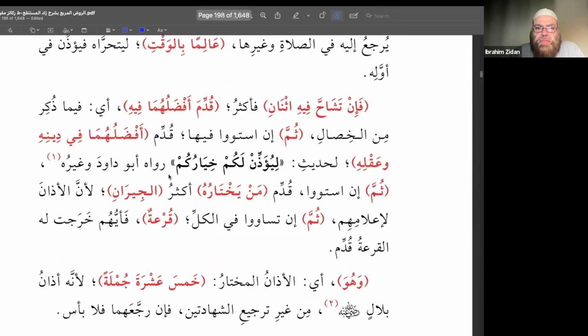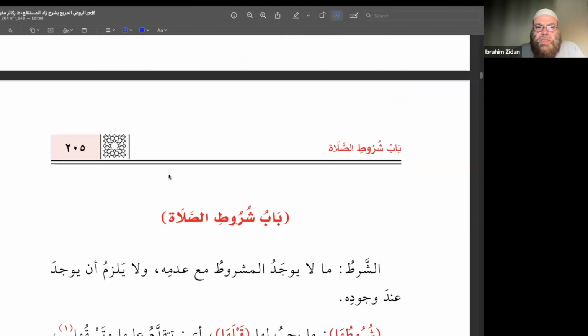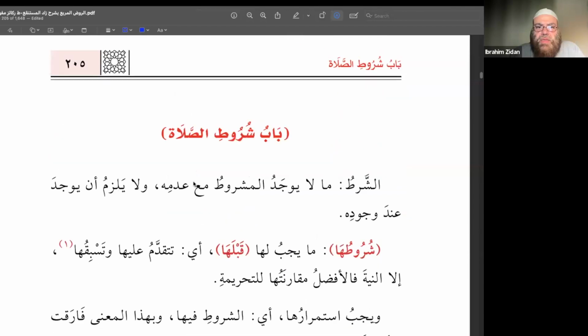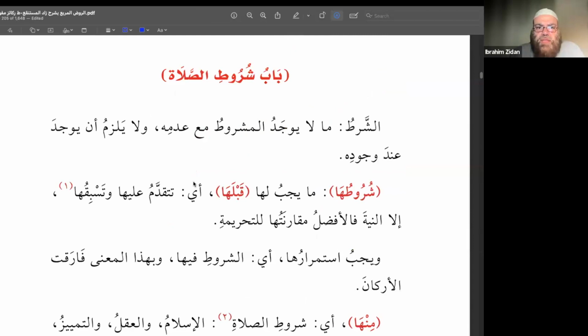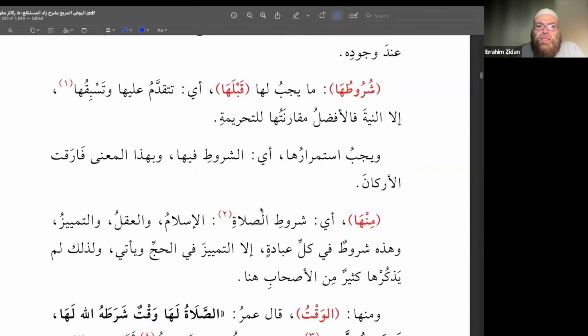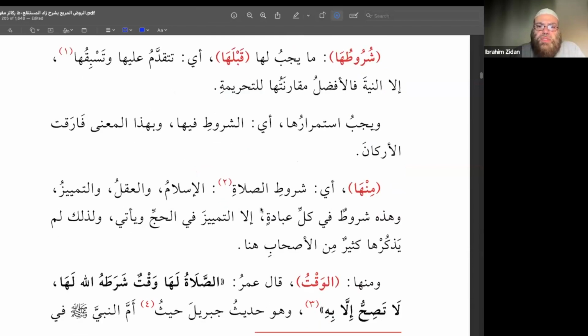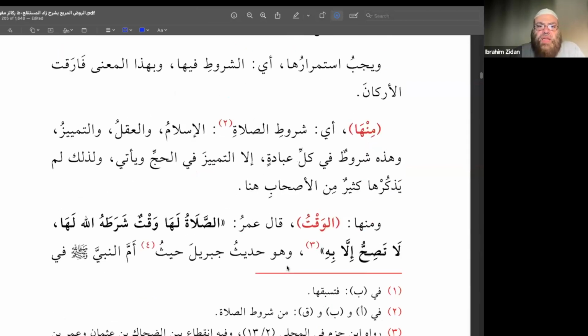So if we pass the chapter of the adhan, unless you have any questions, then shurut al-salah, the conditions of the salah, and the definition of a shart. And the definition of the shart is just some of the differences between a shart and other than a shart, which is the condition. And these conditions that are mentioned in the book, the first one is, as it says here, Islam, al-aql, wa-tamiz, and this is in every ibadah.